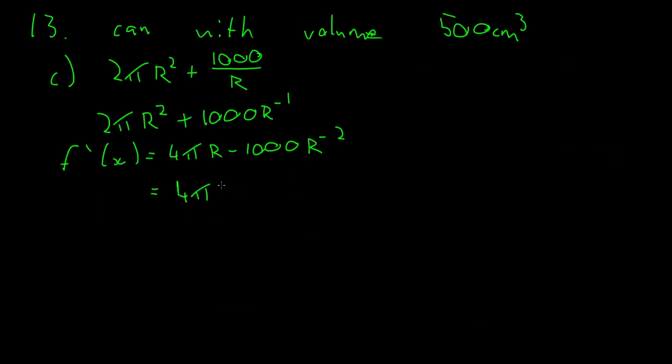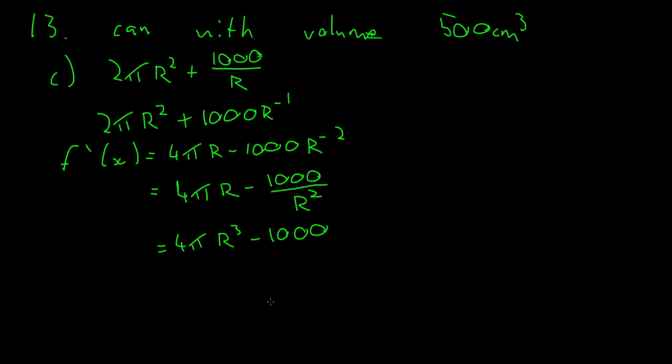which is equal to 4 pi r minus 1000 divided by r squared. And the last thing we're going to do is rewrite it by multiplying this r squared out here. So 4 pi r cubed minus 1000.